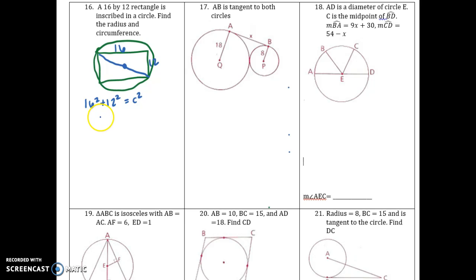And the square root of 400 is 20, which means the diameter is 20, which means the radius of the circle is 10, which is one of the things the questions ask. And then the circumference of the circle would be 20 pi.